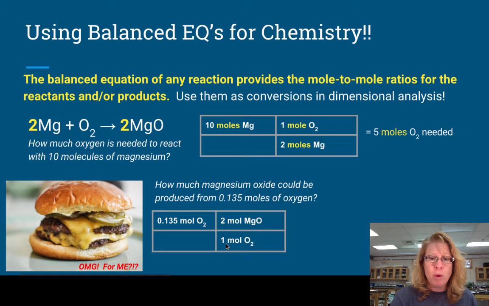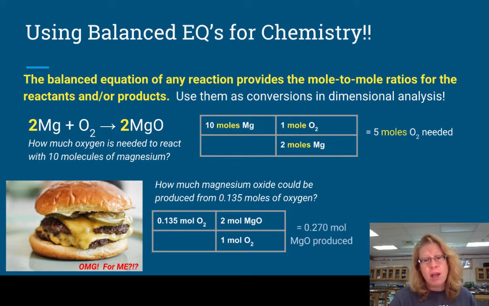And these numbers right here, the 1 and the 2, came from the balanced equation. There's a coefficient of 1 in front of the oxygen, and there's a coefficient of 2 in front of the MgO. So that's where these two bits come from. Again, those are our mole to mole ratios from our balanced equation. So again, math it out. It's 0.135 times 2, because you multiply across the top, and then you divide by 1. So our final answer here is 0.270 moles of magnesium oxide would be produced.